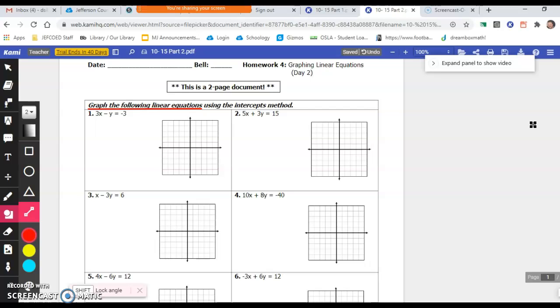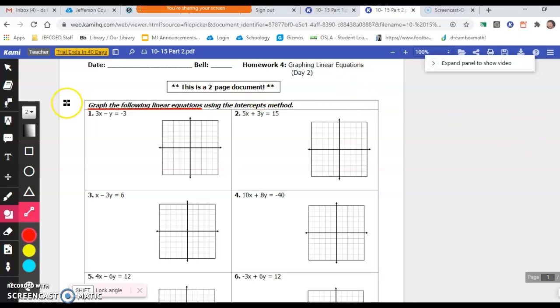Now, you can graph these 2 different ways like we talked about earlier this week. 1, you can graph them by their intercepts, the x and the y. My personal preference, I feel like that's the easiest. Or you can solve them and set them up in slope-intercept form and then graph them that way. It is totally your preference.